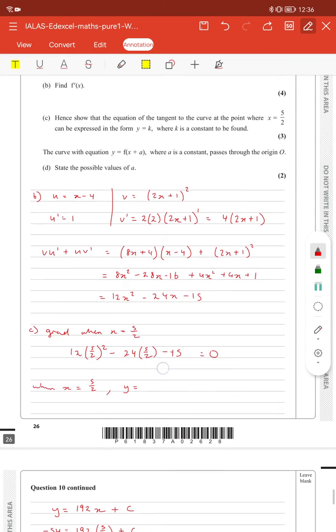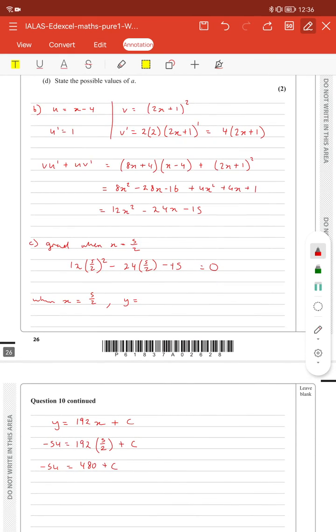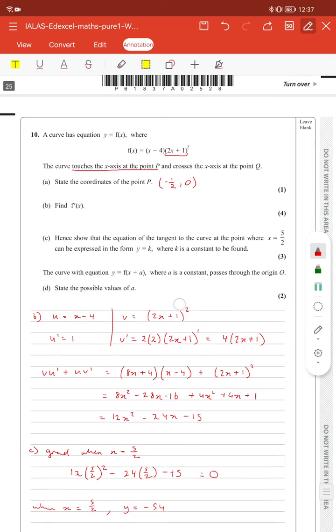y would equal, well, we can just put that into the same equation, which was minus 54. And now this changes everything. Because we had 0x, so minus 54 is equal to c. So that means y is equal to 0x minus 54, which means y is equal to minus 54.